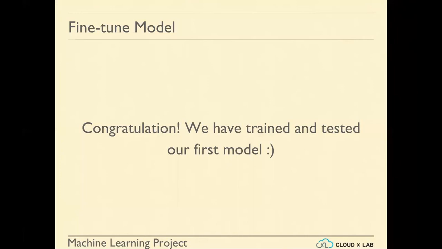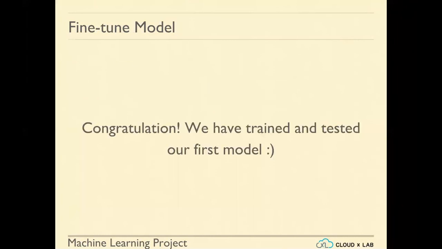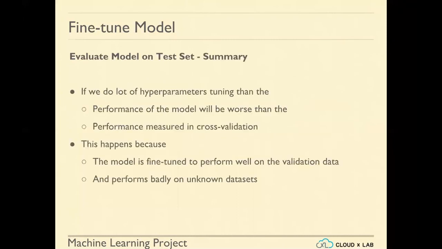All right, so we have trained and tested a model. This is not a perfect model though, but we'll learn more ways to make it better. We will learn to fine tune it as we go ahead. If we do a lot of hyperparameter tuning, then the performance of the model will be worse than the performance measured in cross validation. This happens because the model is fine-tuned to perform well on validation data and performs badly on unknown data.